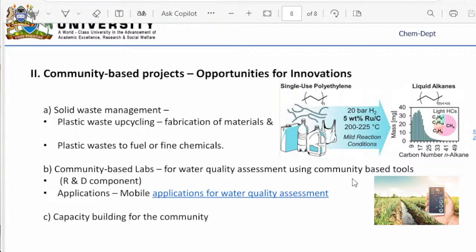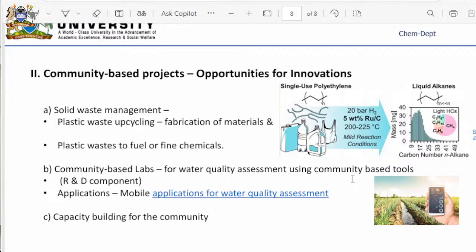Some of the ideas include turning these solid wastes into fine chemicals. That's where I am mostly, and catalysis comes in. When it comes to catalysis, there is a whole lot of opportunities here for organic chemistry and for inorganic chemistry, because for a catalyst to work best, it has to be designed properly by an inorganic chemist.